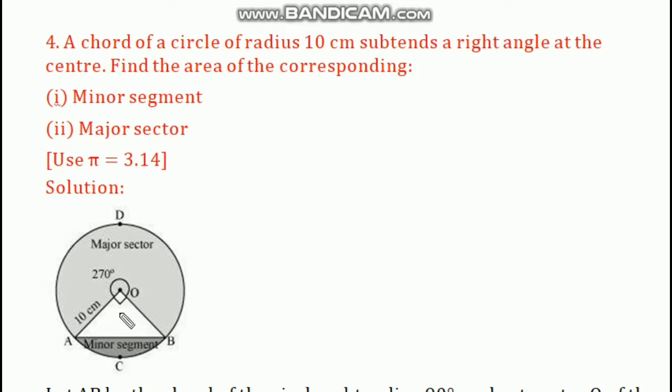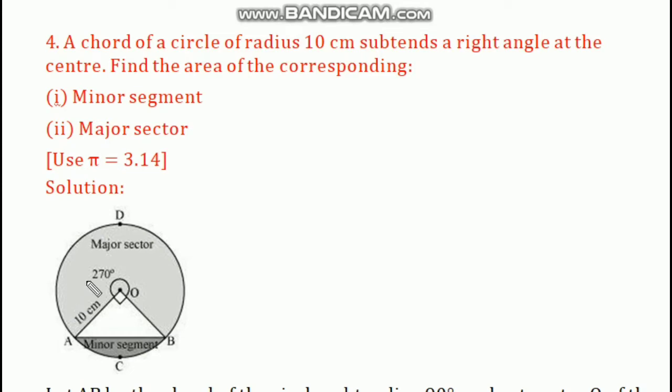To find this minor segment, first we need to find out the area of sector ACB. After finding this area of sector, we need to find out the area of this triangle, triangle ABO. Then we need to subtract the area of the triangle from the area of the sector. So easily we can find out the minor segment.